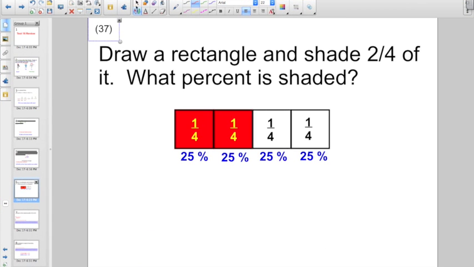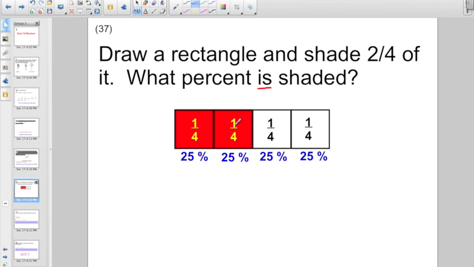Check out this guy coming at us from lesson 37, and it says, draw a rectangle and shade 2/4 of it. So I already did that. I drew it out. I'm cutting it into fourths. There's a fourth, there's a fourth, there's a fourth, and there's a fourth. And they want to know what percent is shaded. Be careful. Sometimes it asks for what's not shaded.